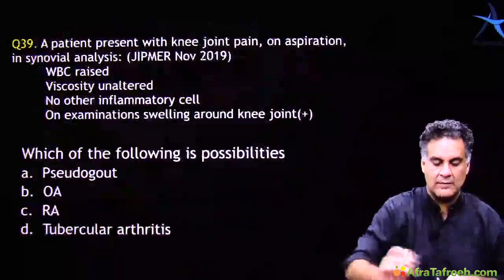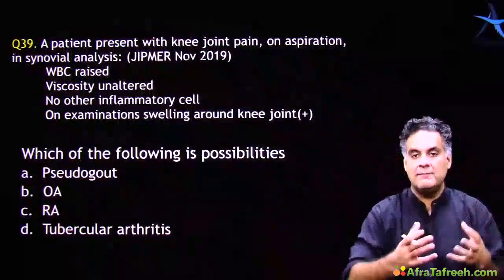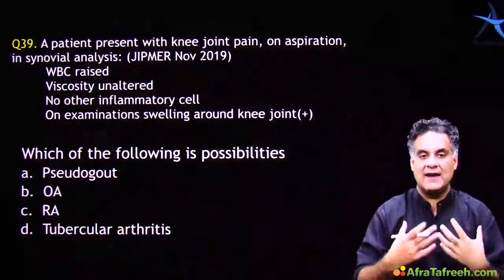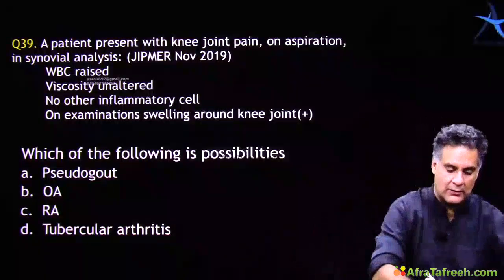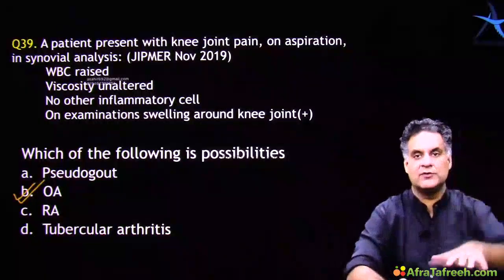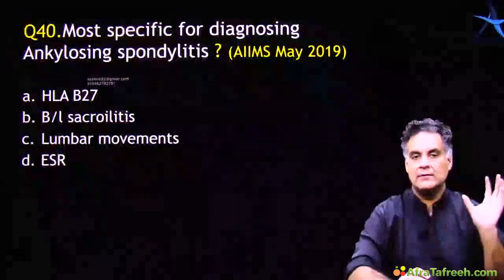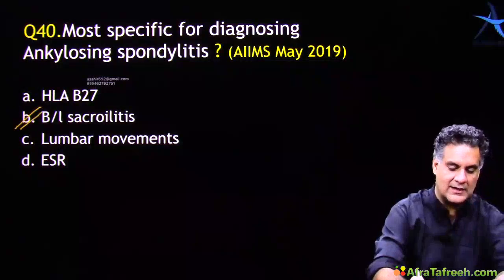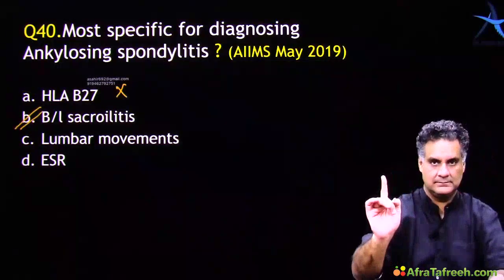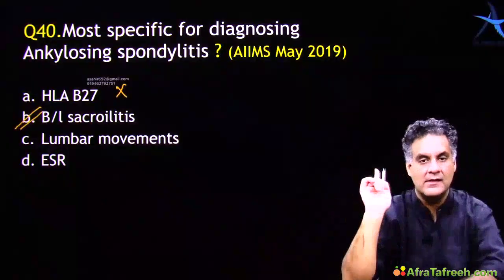This is what you should remember. Now a patient presents with knee pain, aspiration, WBC is high, viscosity is normal. So when you have normal viscosity, think about OA because most of the disease will cause reduced viscosity. And then more specific for diagnosis of ankylosing spondylitis, we have spoken this, sacroiliitis. HLA-B27 is not specific. Although it's present in more than 90% cases, sacroiliitis is the most specific.